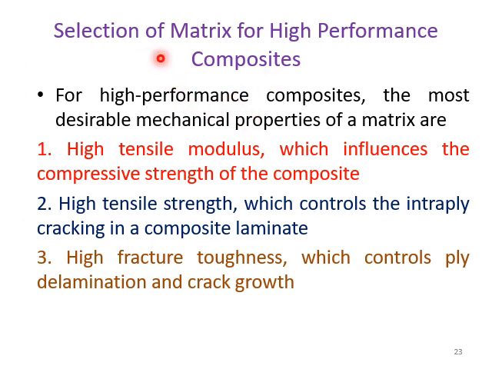Now, what are the selection criteria for high performance composites? For high performance composite, what should be the characteristics of matrix that is desired? The desirable mechanical properties of the matrix are: it should have high tensile modulus, high tensile strength, and high fracture toughness. These are the properties desired for a matrix used in a high performance composite, like in aerospace applications and Formula 1 cars, right?